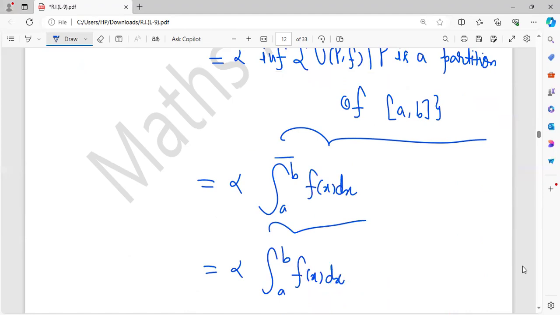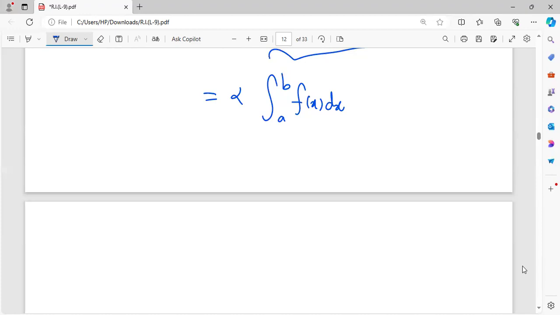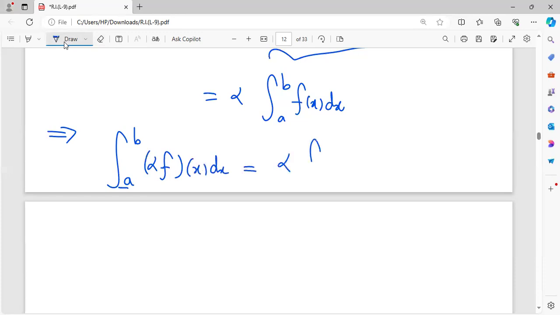Okay. So this implies the lower integral from a to b of alpha f(x) df is equal to alpha times the integral from a to b of f dx. So this is equation number 4.